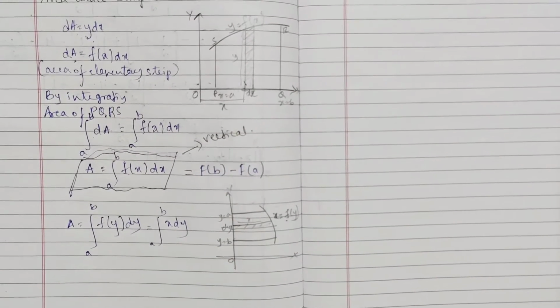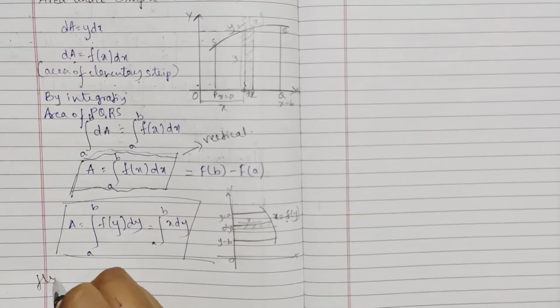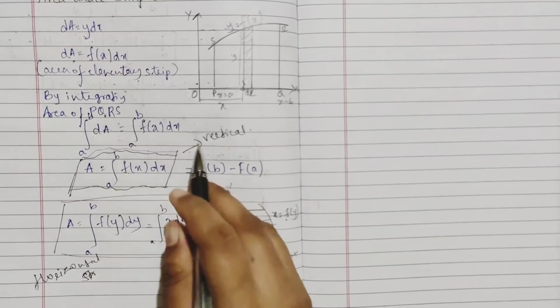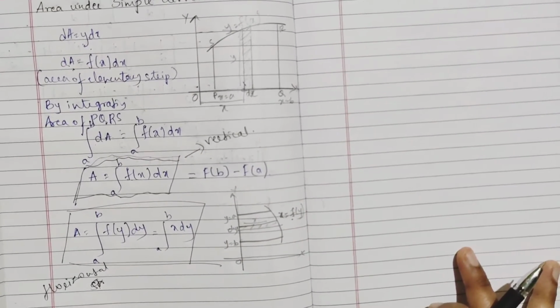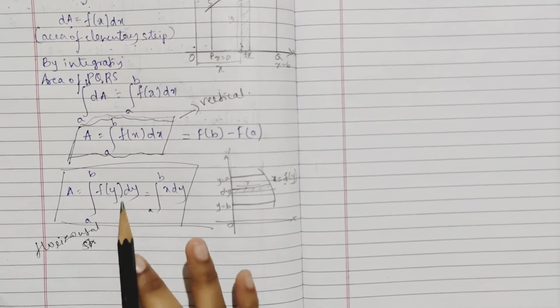This is your horizontal strip, right? If it is horizontal, you have to do it in such a way. So I am writing everything here the horizontal way, and this here the vertical way. I hope this much is understood, how you have to find the areas.